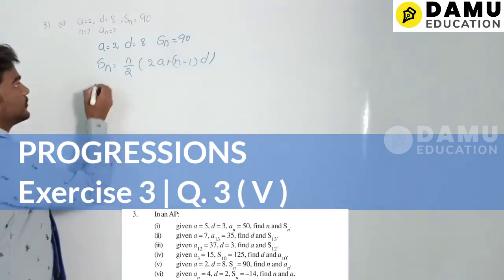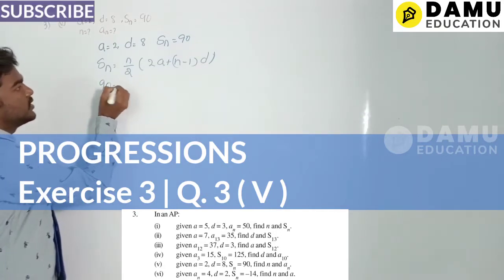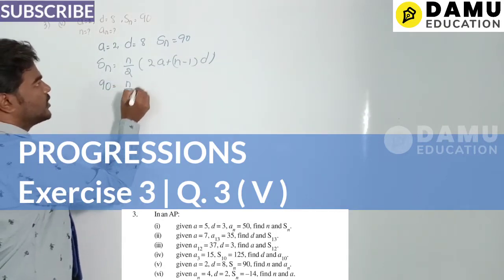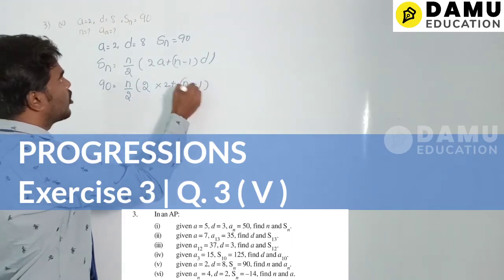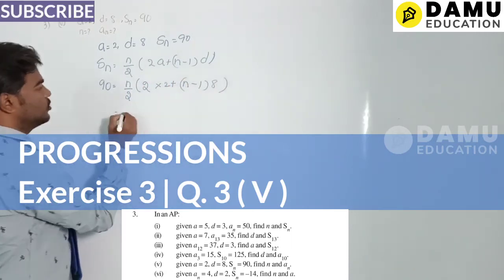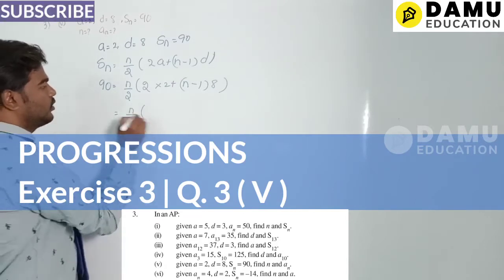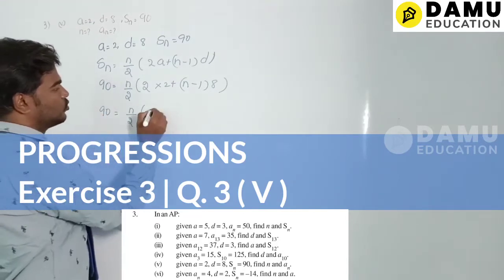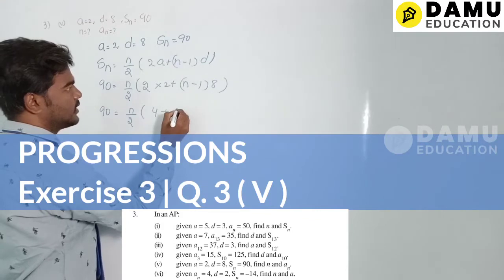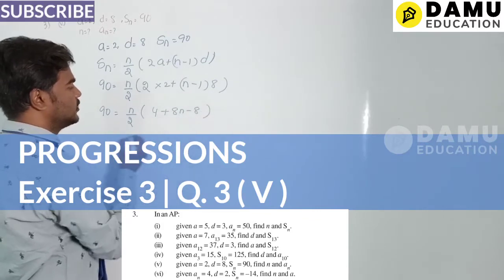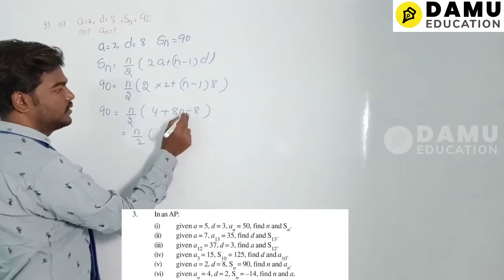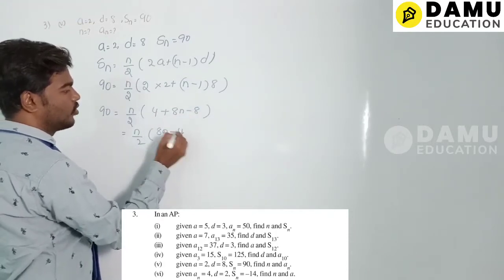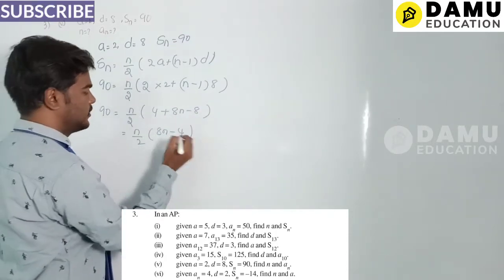So the number of terms. Sn will be equal to 90. Then n by 2 into 2a, which is 2 twos are 4, plus n minus 1 into the common difference 8. So n by 2, 90 keep as it is, 4 plus 8n minus 8. So n by 2 into 8n minus 4. Why? Because 4 minus 8 becomes minus 4.